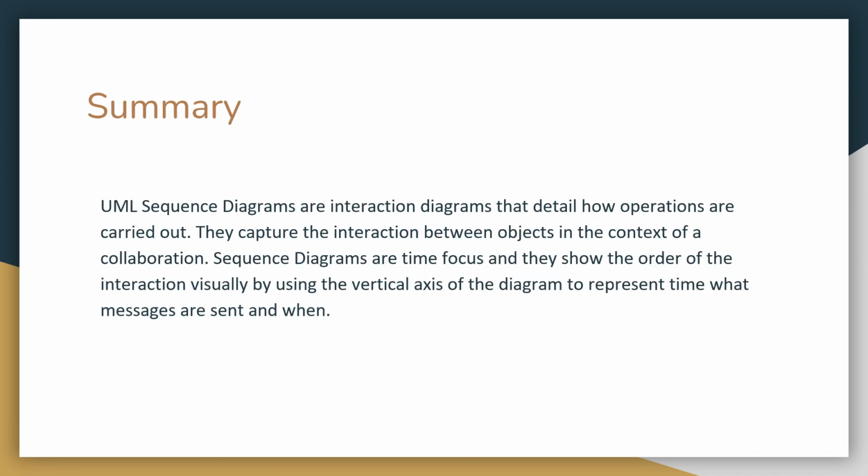In summary, UML sequence diagrams are interaction diagrams that detail how operations are carried out. They capture the interaction between objects in the context of a collaboration. Sequence diagrams are time-focused, and they show the order of the interaction visually by using the vertical axis of the diagram to represent time, showing what messages are sent and when.